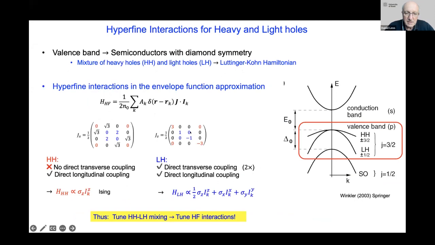And only for the Z component, there is a coupling to the hyperfine spin and the nuclear spin. And that means that for heavy holes, the coupling is purely Ising, whereas for light holes, all components contribute, and it's an isotropic hyperfine interaction. And this opens now a strategy to deal with the noise coming from nuclear spins. Namely, one can try to tune the heavy hole, light hole mixing, so how much content one can give from this to this, and vice versa. And this will allow us then to tune the hyperfine interactions.